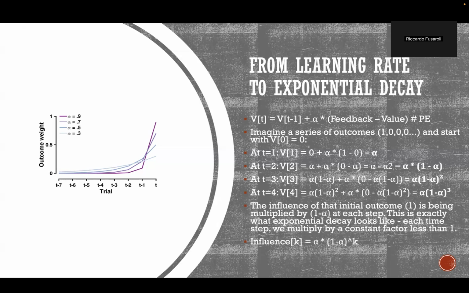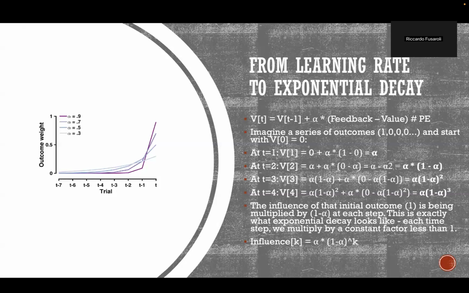So if we imagine a series of outcomes, say 1, 0, 0, 0, for simplicity, we have the first one where 1 comes out, and the others are just 0, so we can observe how much that 1 matters over time. And we say that at time 0, we have a 0 expected value of picking 1, so we can see the jump immediately.